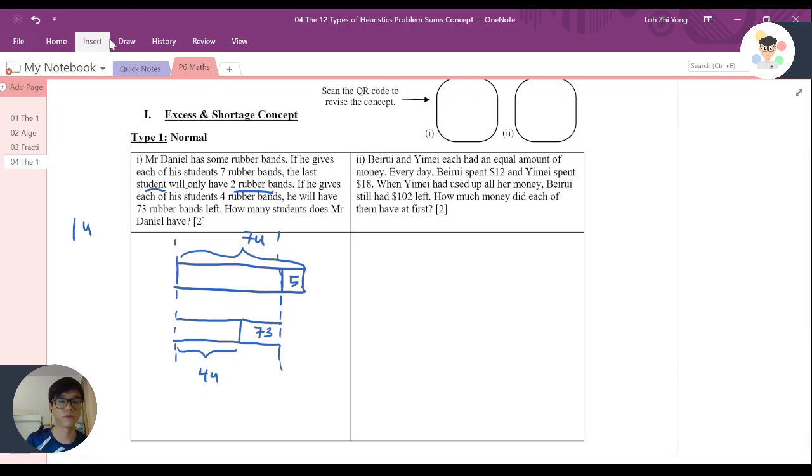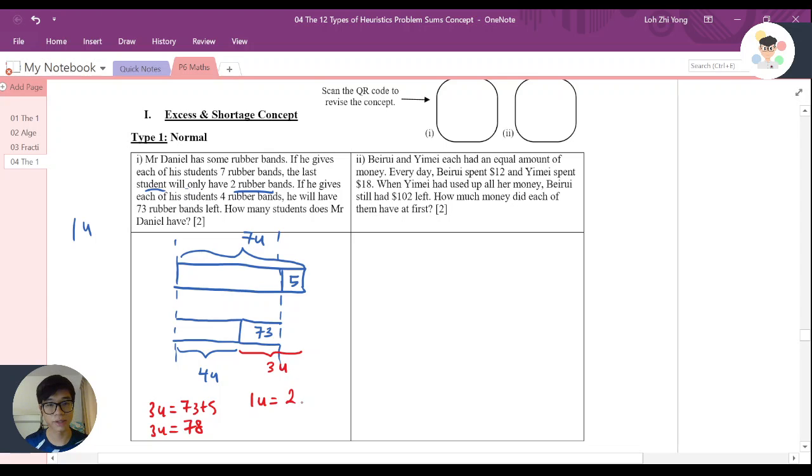Okay? Now, very interesting. You can see that the whole thing here is 7 units. But 4 units here. Means that the leftover here will be 3 units. So 3 units is equal to 73 plus 5, which is 78. And 1 unit is equal to 78 divided by 3, and that will be equal to 26. And this is the answer, 26 students that Mr. Daniel actually has. So that's all for this question.